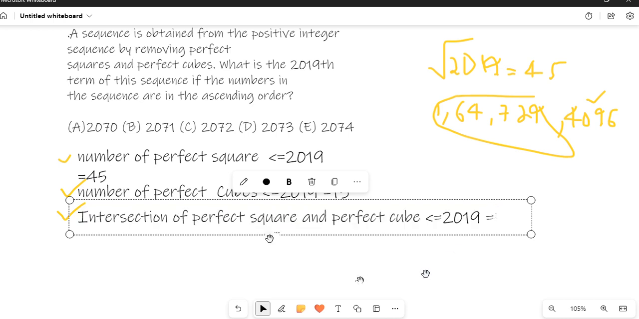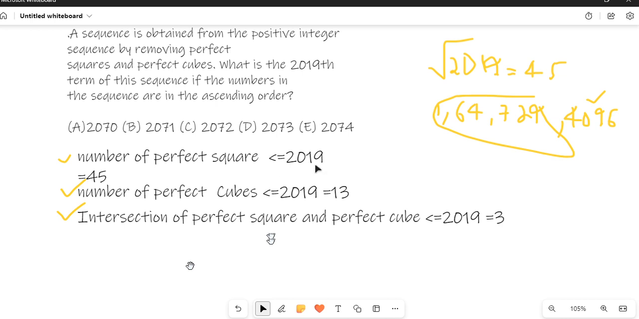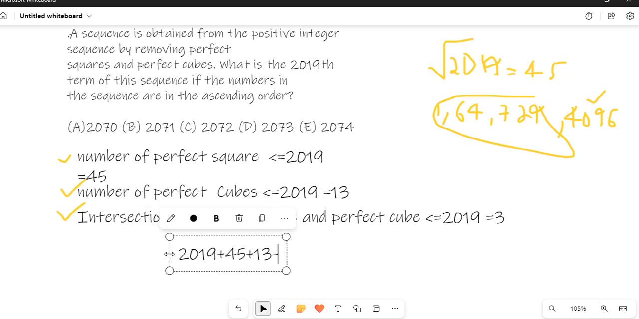Now what we do, we will just add these two and subtract the intersection part. So the answer here is 2019 plus 45 plus 13 minus 3, and this would give us 2074. So option E is our correct answer.